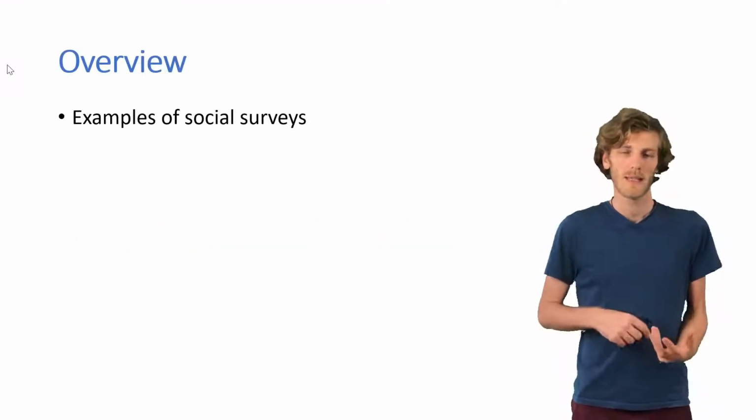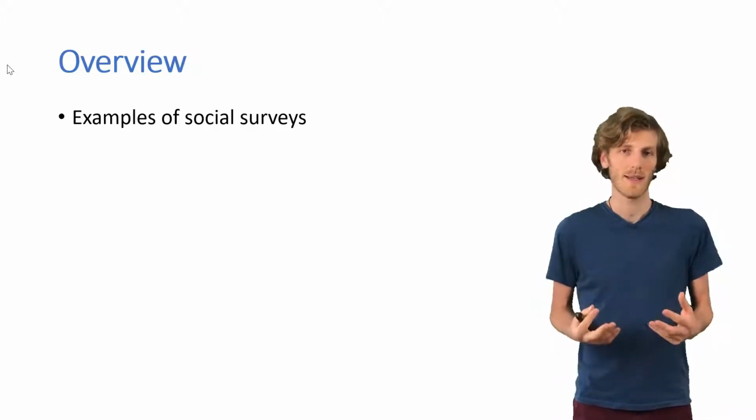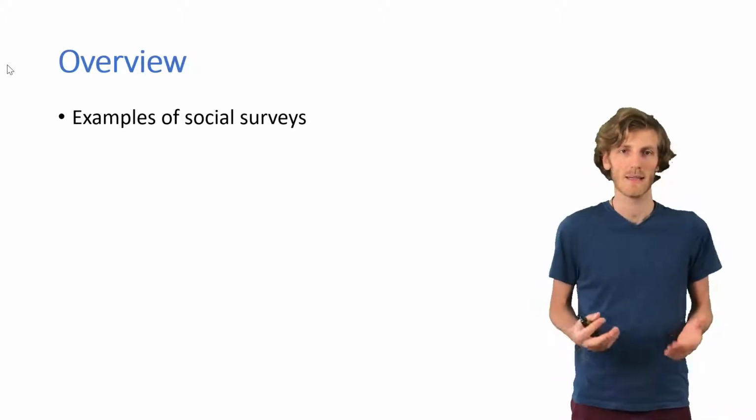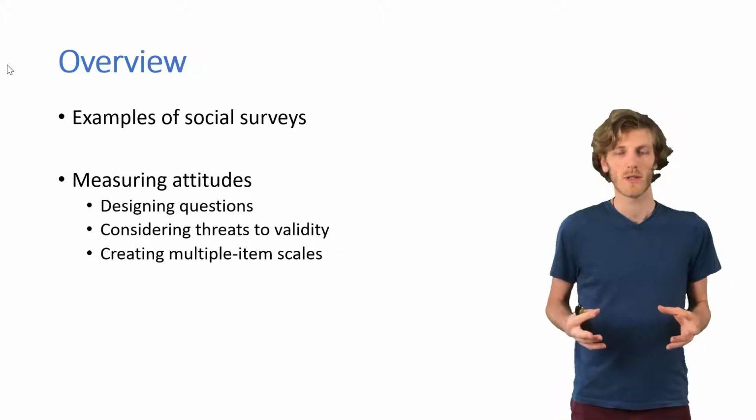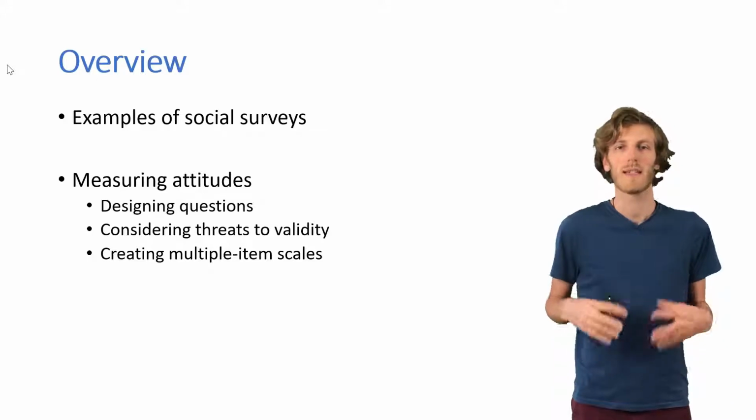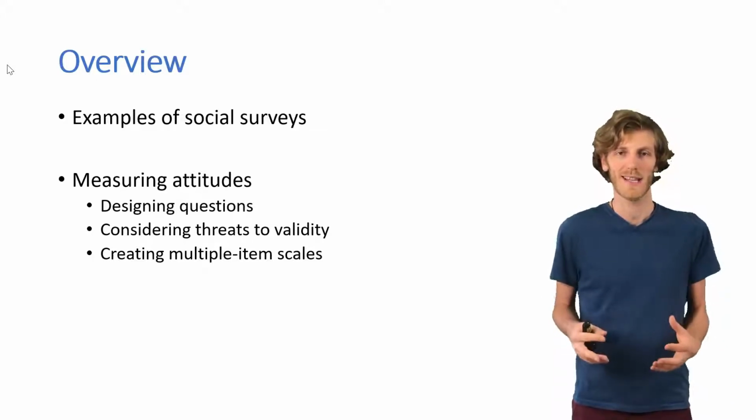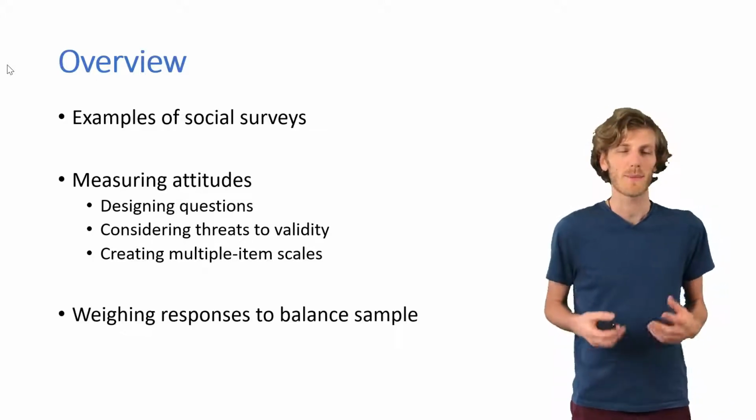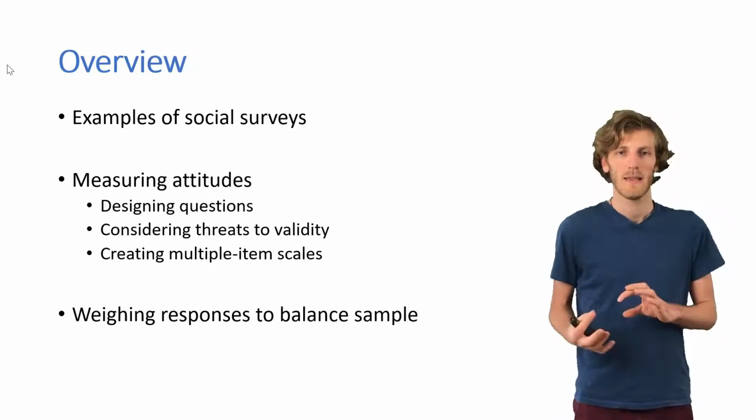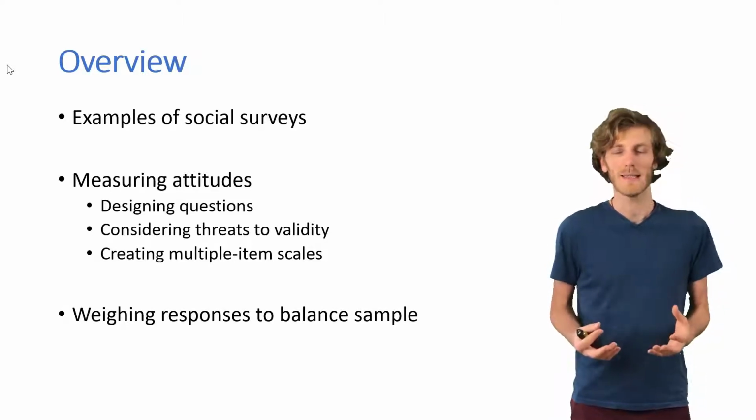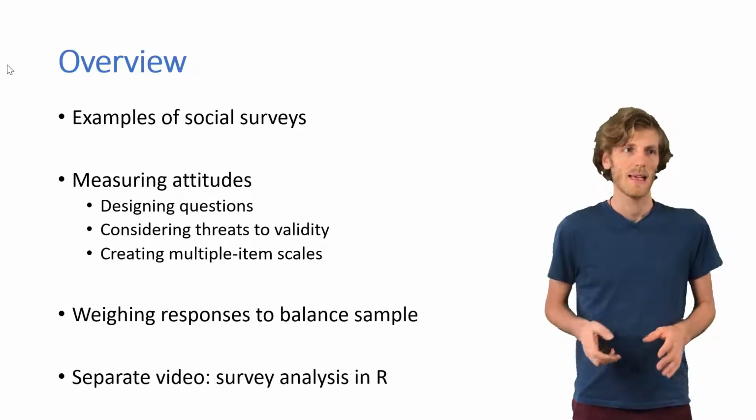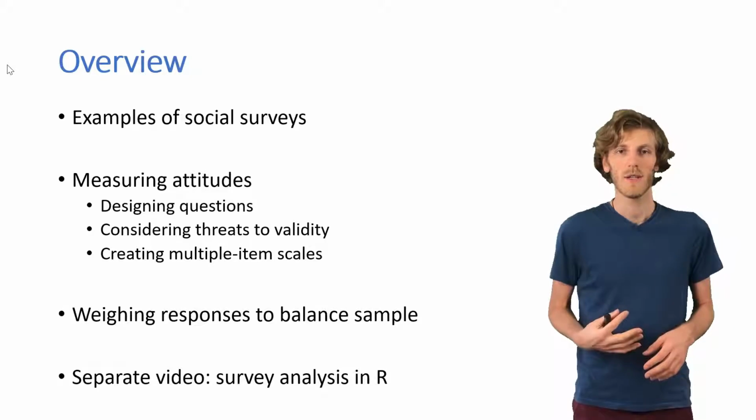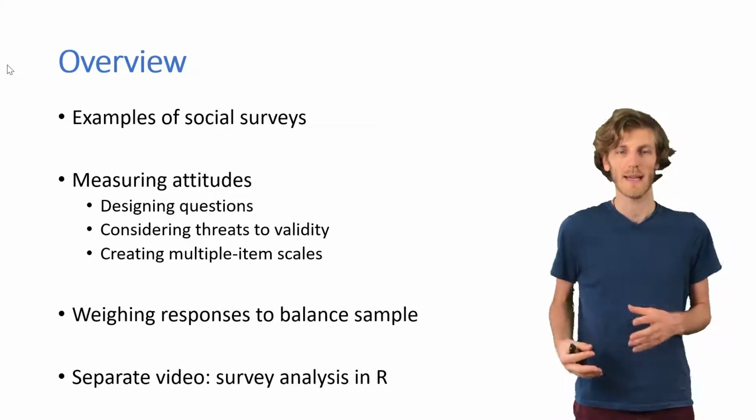So what am I going to talk about in this video? Firstly, a bit about what kinds of surveys there are that we can access and that we can see in the world. Then about some difficulties with using surveys to measure complex constructs, such as social attitudes. And then I'm briefly going to talk about the need to weight data in surveys to correct for imbalances in the samples. There's a separate video about how to use weighted data in R.